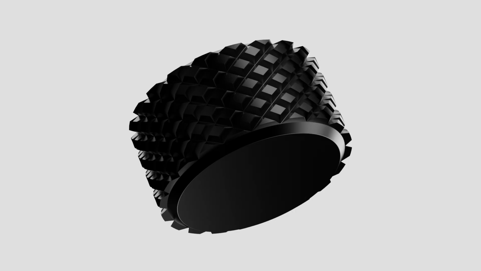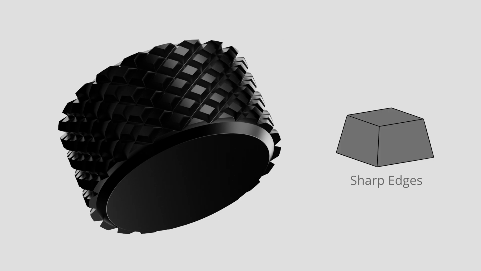Let's look at this rendering first. At a glance, it works, but notice this shadowed area. It collapses into a near black hole. In reality, you would expect to see at least some reflected highlights along the edges. The issue is the geometry. This pattern is built with infinitely sharp edges, which gives the rendering engine nothing to catch light.